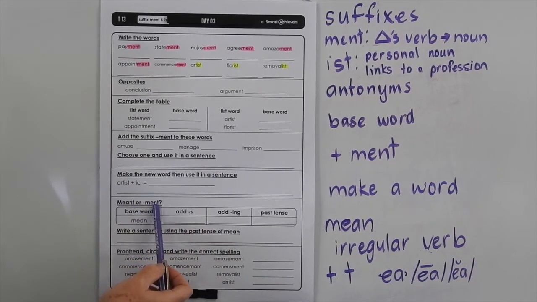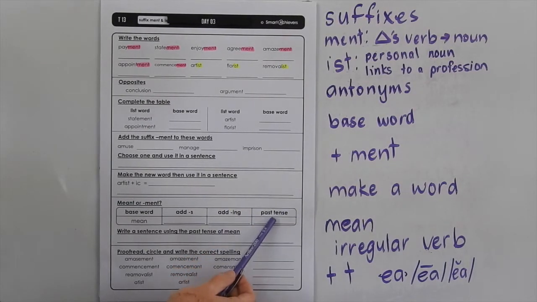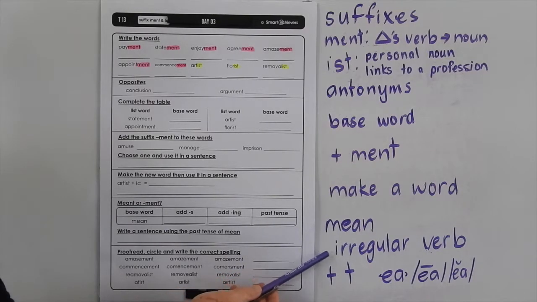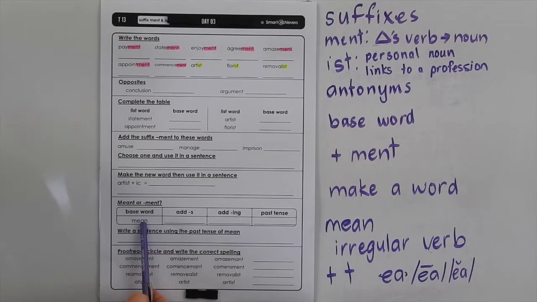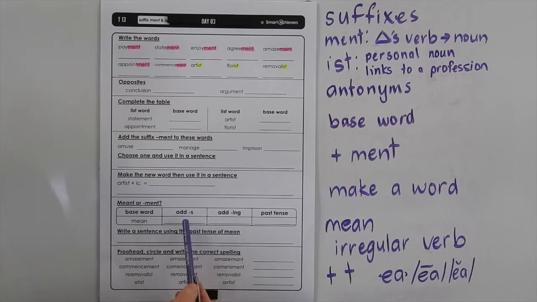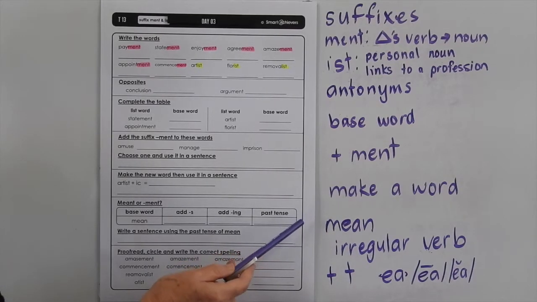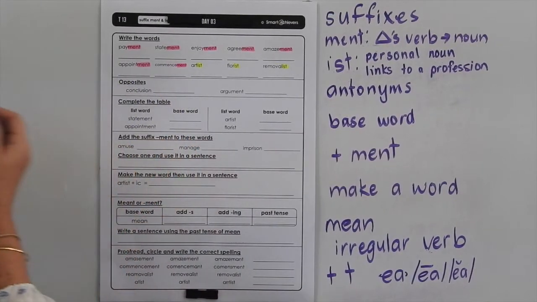Now ment or meant. Mean is an irregular verb, so when you get to the past tense of mean, we're adding the T, and the long E sound made by the EA is changing to its short E sound in meant. It happens in other words like dream, dreamt, etc. It's not common, but it does happen on a few occasions. Then we want you to write a sentence using the past tense of mean. Now whereas the base word in many of these has ment added as a suffix.